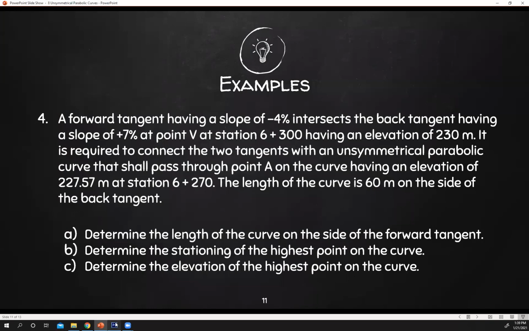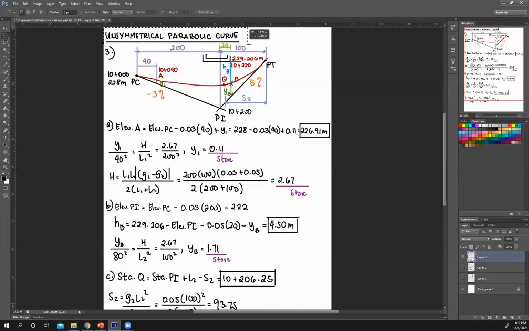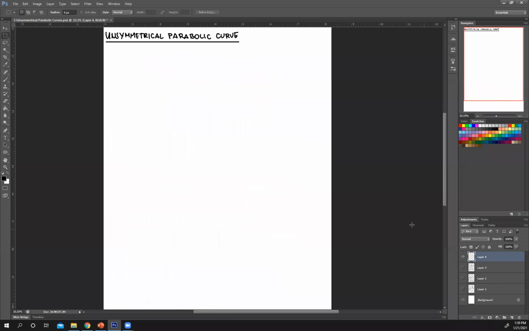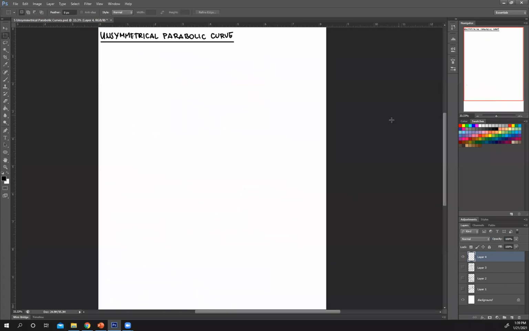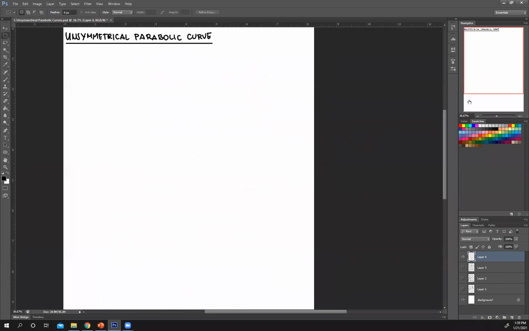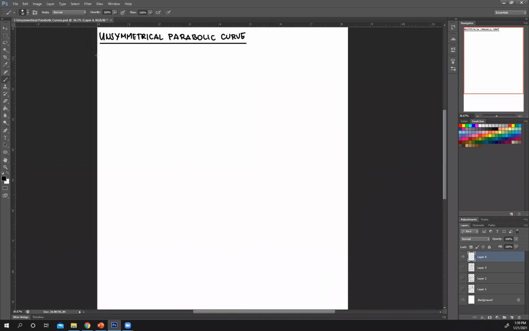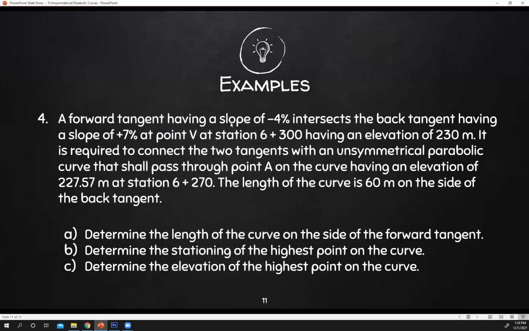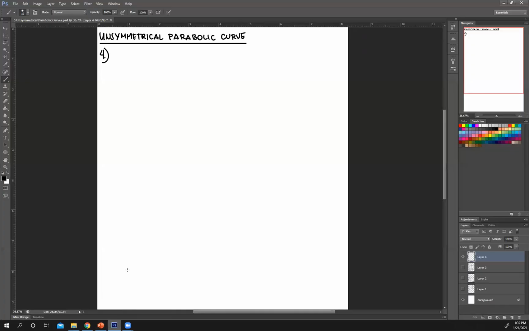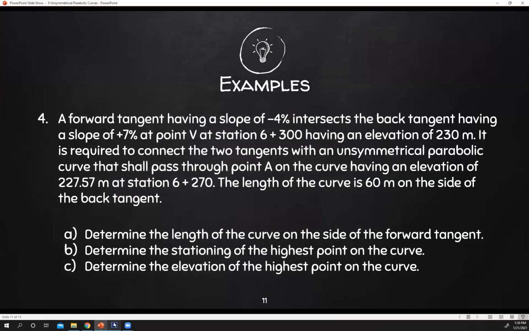So first, we're going to draw this. Let's see again. Forward tangent, negative. Back tangent, positive. So it's positive to negative. Okay. So 7 and 4.